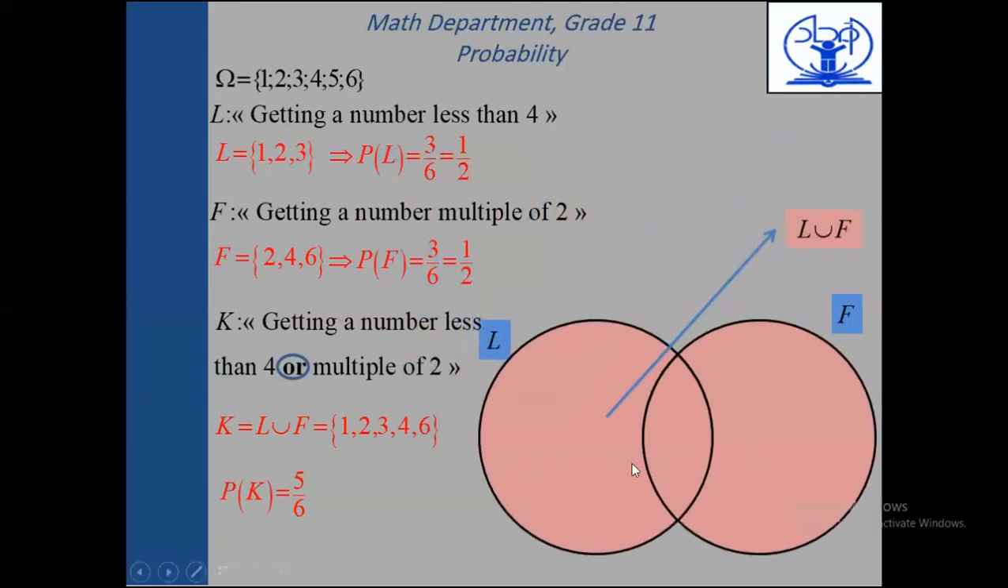The union is the shaded region, all of L and all of F. As you can see, if you shade all of L and you shade all of F, the region of the intersection will be shaded twice. That's why when we talk about the union, you have to be careful. If you consider all of L and all of F, then the region of the intersection is counted twice. That's why you have to subtract it.